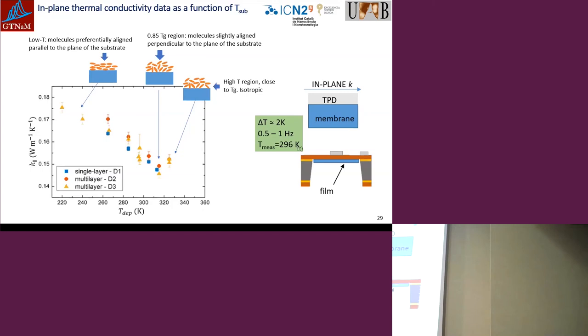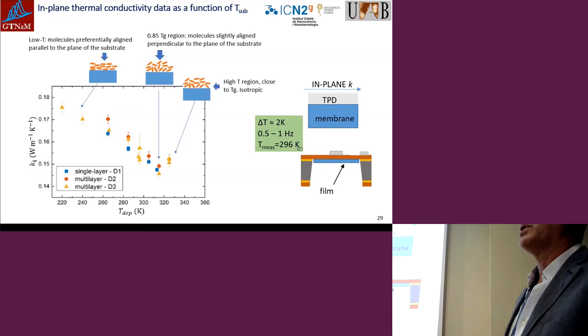And these are the values as a function of the deposition temperature. Here we have the glass transition; the glass transition temperature is here. So we see that there is a change in the in-plane thermal conductivity as a function of the orientation of the molecules. For instance, we know that for samples that are here, the molecules are parallel to the surface on average. Molecules that are here are preferentially aligned perpendicular, and molecules that are here are isotropic.